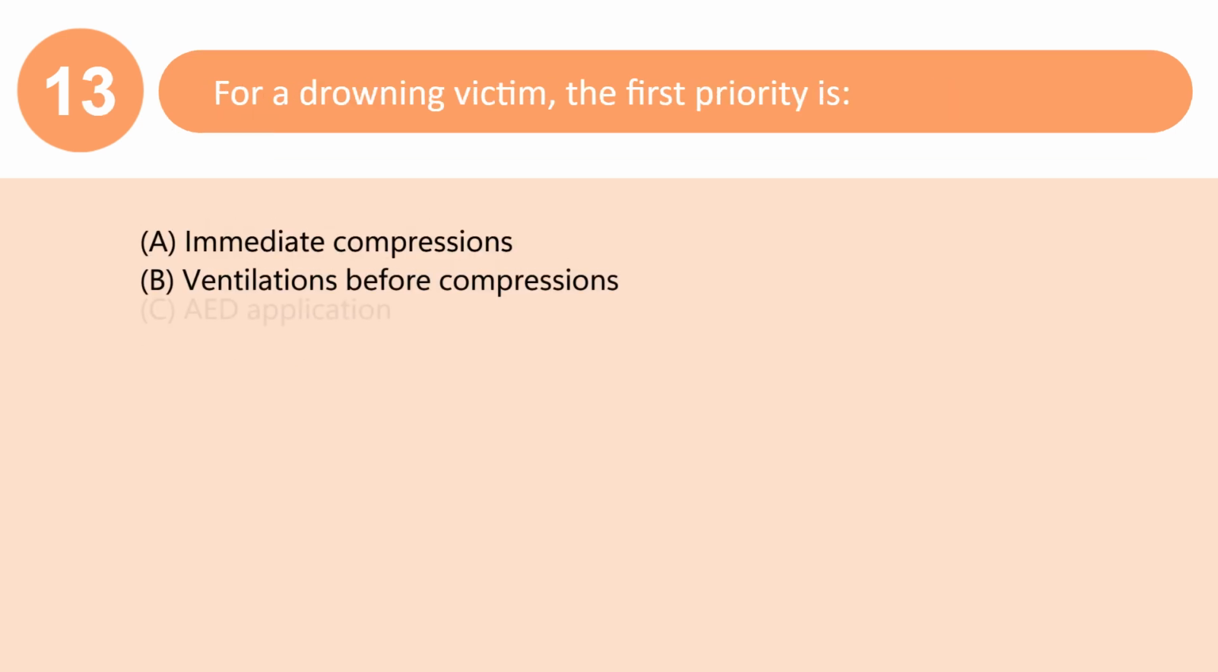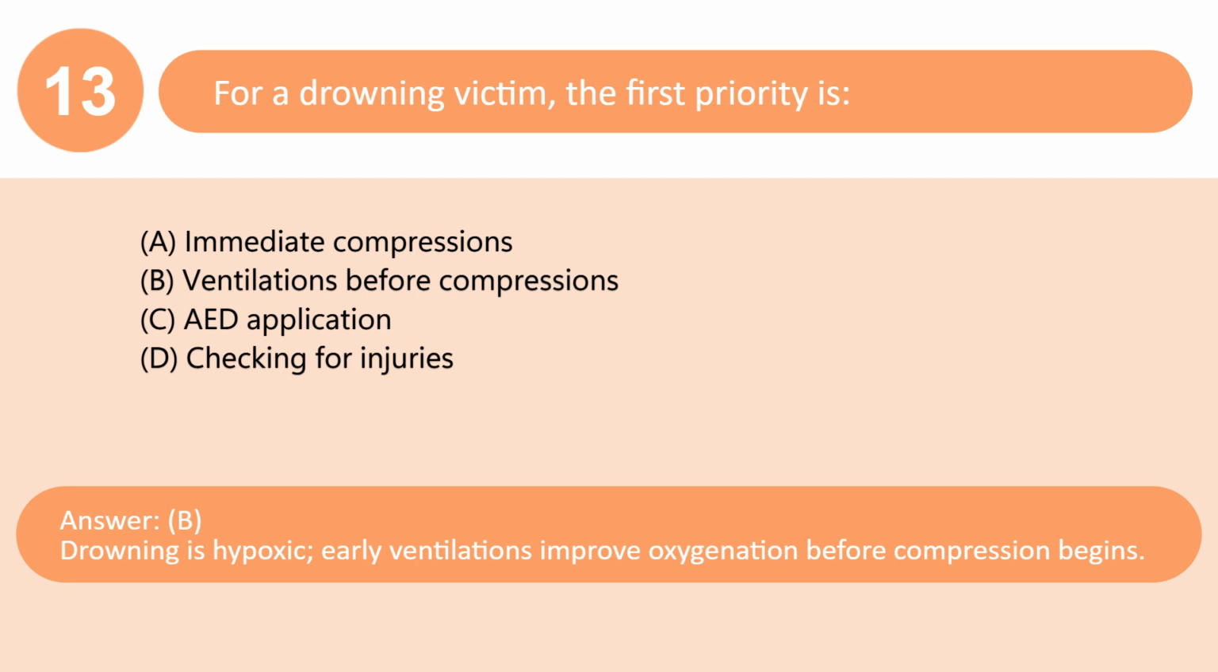For a drowning victim, the first priority is: A. Immediate compressions. B. Ventilations before compressions. C. AED application. D. Checking for injuries. Answer: B. Drowning is hypoxic. Early ventilations improve oxygenation before compression begins.